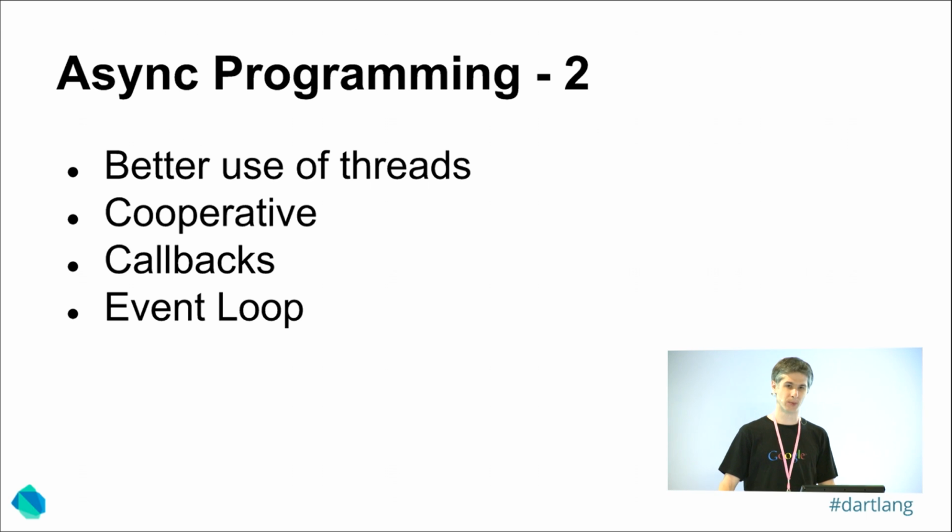So this has a few properties. For one, it's a better use of the threads. As I said, you use fewer threads for the same number of tasks. It's a cooperative model, so on the same thread, you're not going to have race conditions as long as you do not yield. Obviously, once you yield, you let others do something on your static variables. It's callback-based, and there must be an event loop.